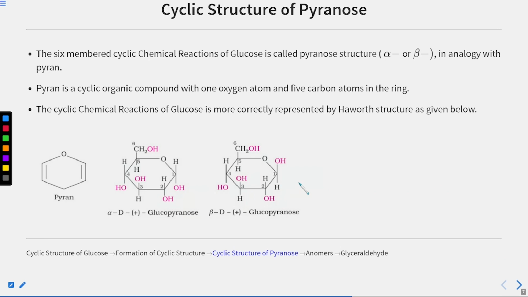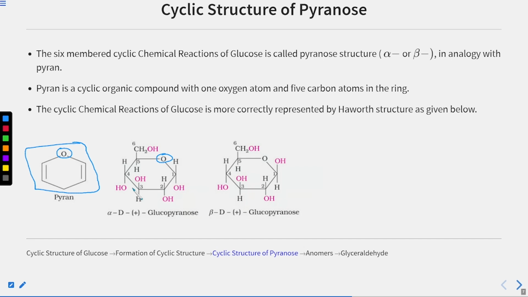Now we have a resemblance of the cyclic structure with pyrene. So this is called as pyrene. So for that reason it is called pyranose. So what is pyrene? It is basically a heterocyclic compound with oxygen as one of the member of the cyclic chain, and we have 4 sp2 hybridized carbon and 1 sp3 hybridized carbon. So if you try to compare both of the structure, you will see that they are similar. We have oxygen here and we have the alkyl chain surrounding it, making a cyclic chain here.